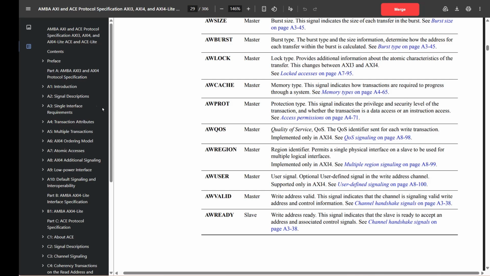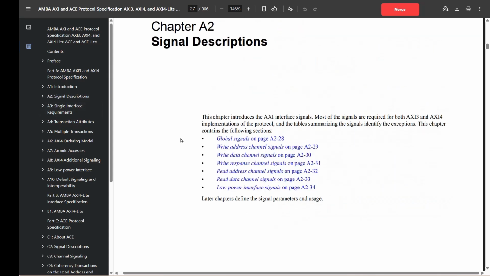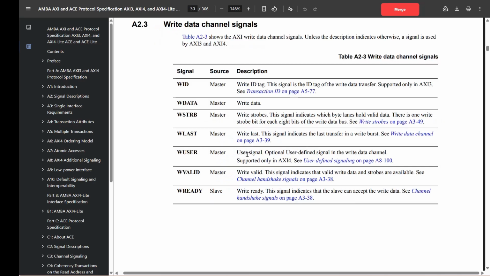Now let us go to the other part of the signals, the write data channel signals. Similarly here also we have W data, which carries data from master to the slave. Now the slave has to give the W ready signal. What is the importance of it? This signal indicates that the slave can accept the write data.